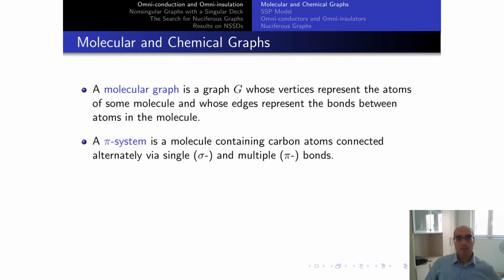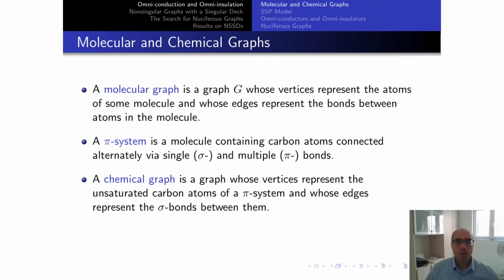A pi system contains carbon atoms connected by single and multiple bonds. The single bonds are called sigma bonds, and the multiple bonds are pi bonds. Sometimes multiple bonds can be double bonds or triple bonds. Those are the usual bonds that you can have if you have multiple bonds.